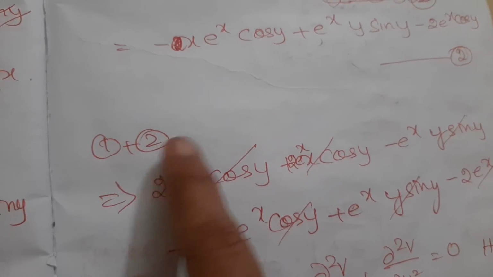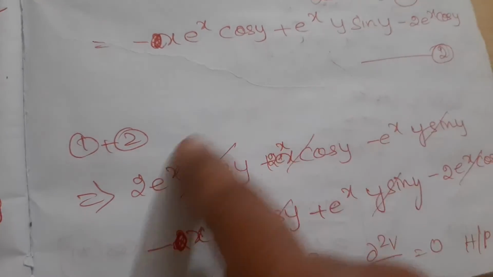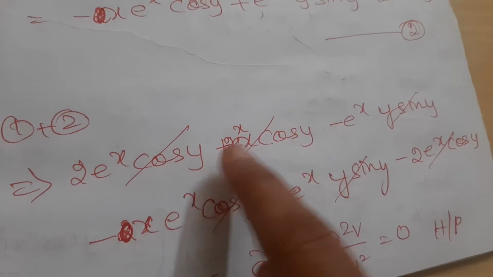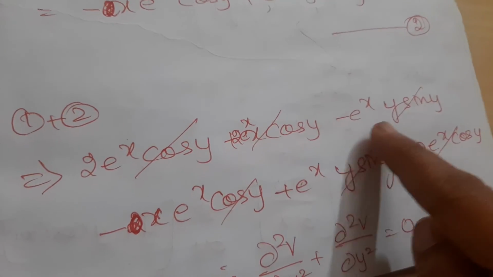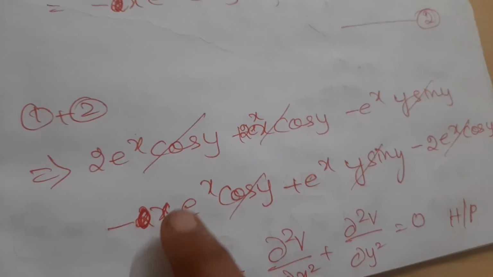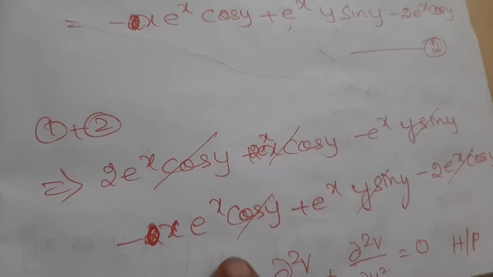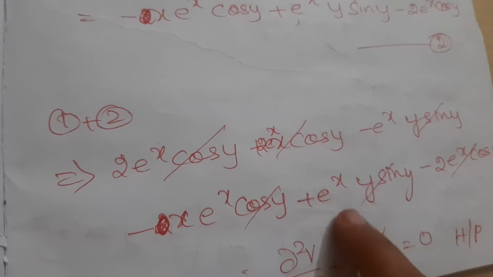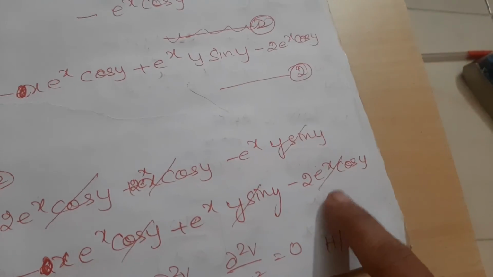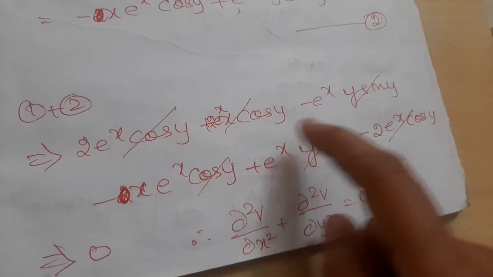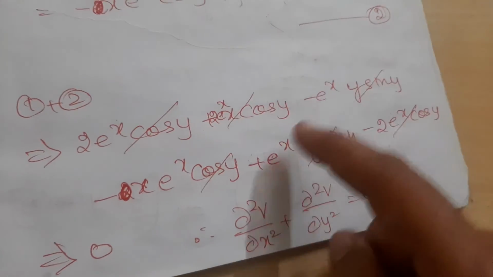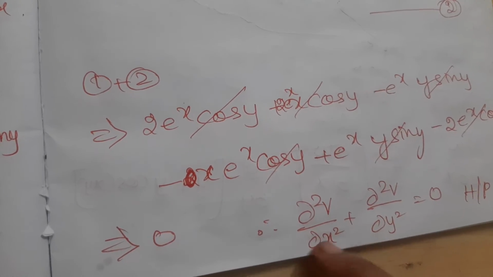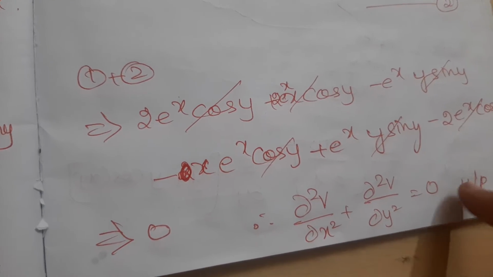If I add the first equation and the second equation, the first equation has 2 e power x cos y, plus x e power x cos y, minus e power x y sin y. The second equation is minus x e power x cos y plus e power x y sin y minus 2 e power x cos y. One term is positive and one term is negative, so we can cancel everything. I am getting the answer as 0. Dou square v by dou x square plus dou square v by dou y square is equal to 0.